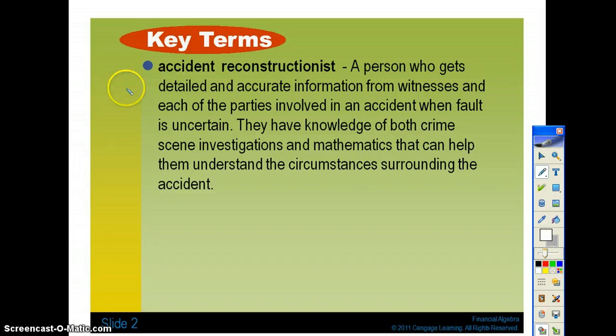All right, so first of all, a couple of key terms. An accident reconstructionist is a person who gets detailed and accurate information from witnesses and each of the parties involved in an accident. They have knowledge in both crime scene investigation as well as mathematics, so they're able to take both of those talents, put all of the pieces together, and investigate what they learned from the people that were involved in the accident and saw the accident. From there they come up with different speeds that were traveled, possibly who was at fault, and other things dealing with the accident. So that's an accident reconstructionist.